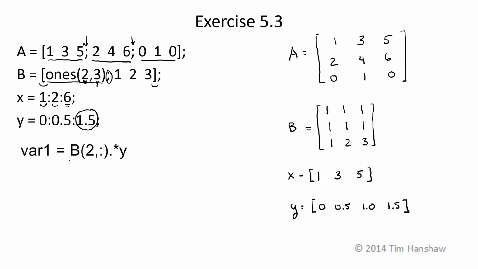Now var1 is a dot times between B of 2 comma colon. So this is the second row. A colon without anything else takes all of the columns in that row. So this will be the second row of B.